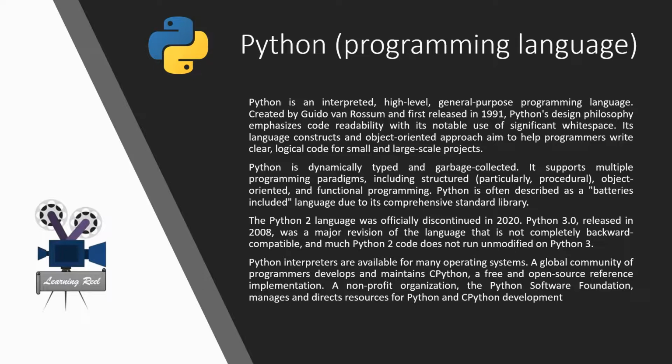Python is often called a very interesting name, batteries included language, because of the comprehensive standard library. That's amazing. The Python 2 language was officially discontinued in 2020. Python 3.0 was released in 2008. Developers of Python have continually made the language more versatile and powerful.